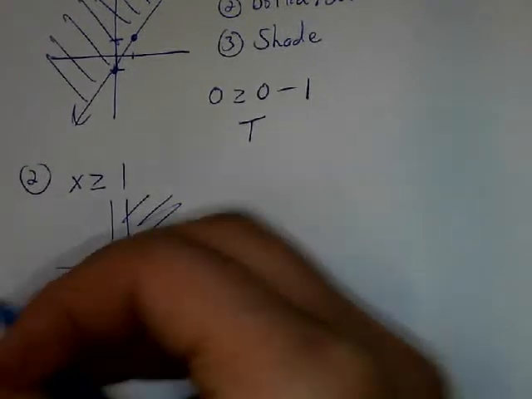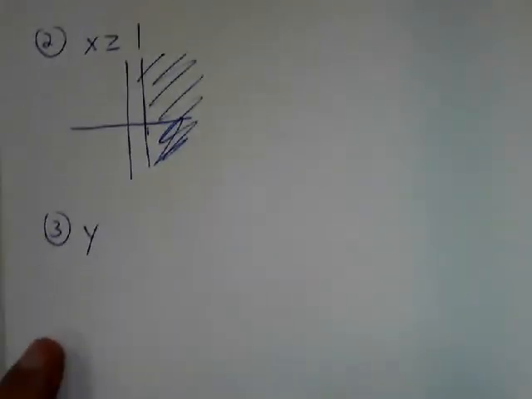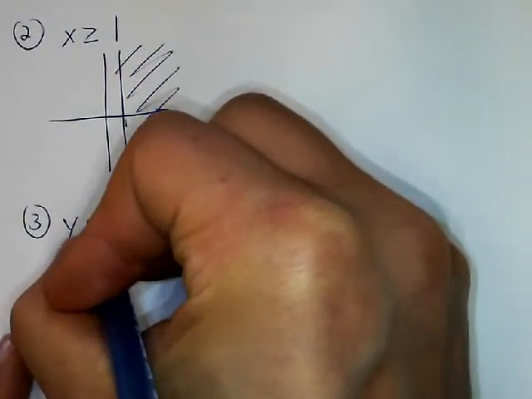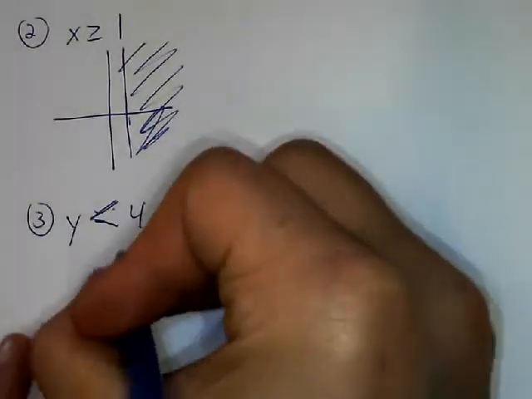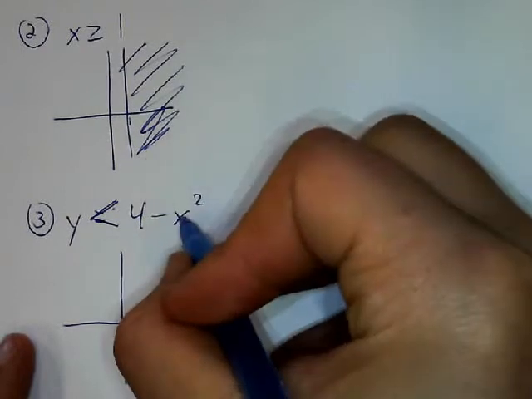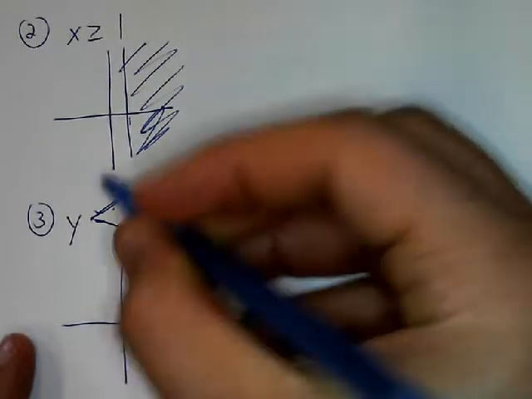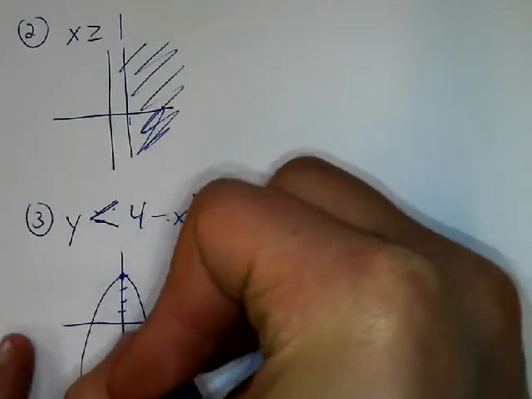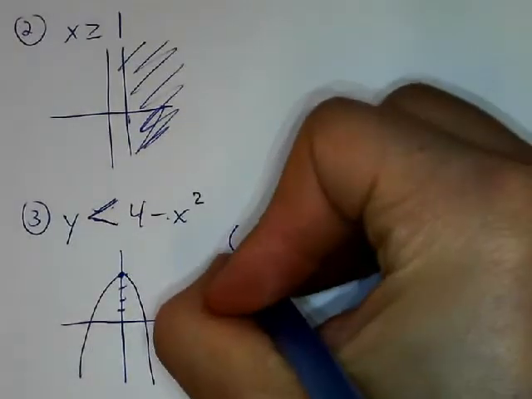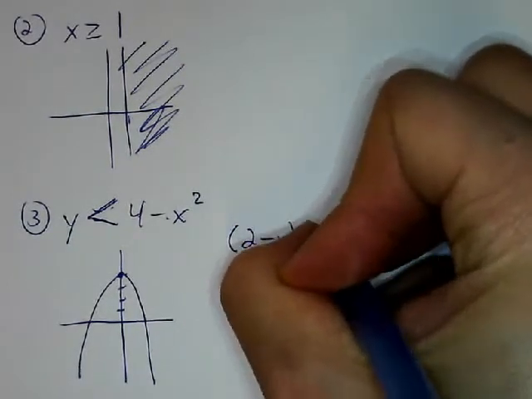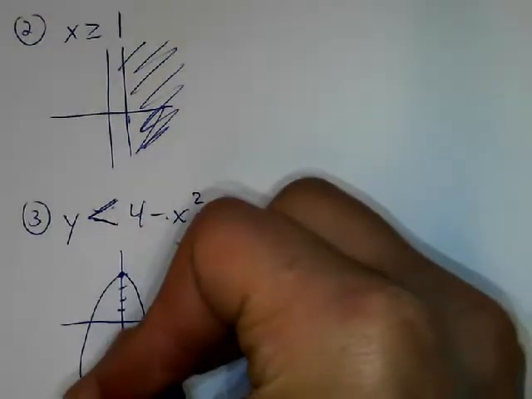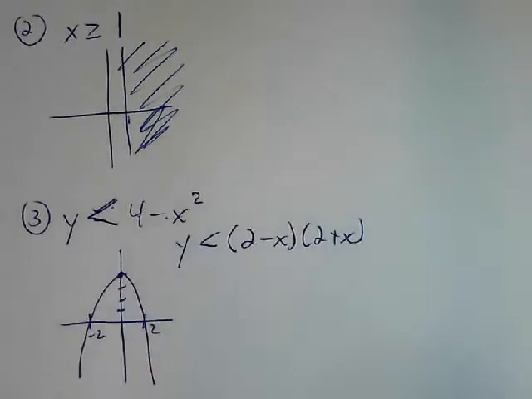Let's do another one. How about y is less than 4 minus x squared? You should know this graph off the top of your head. It is simply the x squared curve, up 4 and flipped down. But we should find the x-intercepts. If you factor this, you get 2 minus x and 2 plus x. Therefore, the intercepts are at 2 and negative 2.